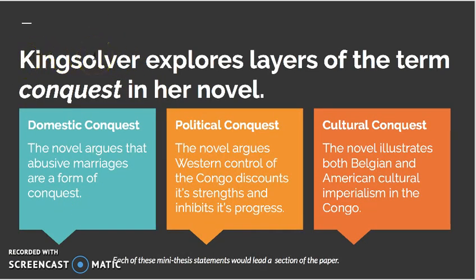Kingsolver explores layers of the term conquest in her novel. And then each one of those different sections are around, in this case, domestic conquest, political conquest, and cultural conquest. The mini thesis statement under domestic conquest would be something like: the novel argues that abusive marriages are a form of conquest. Maybe the second mini thesis statement is: the novel argues Western control of the Congo discounts its strengths and inhibits its progress. And then finally, cultural conquest: the novel illustrates both Belgian and American cultural imperialism in the Congo. So these would be the big sections that you could develop in your essay.